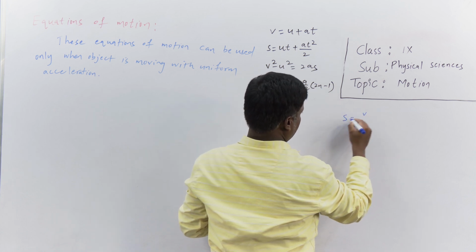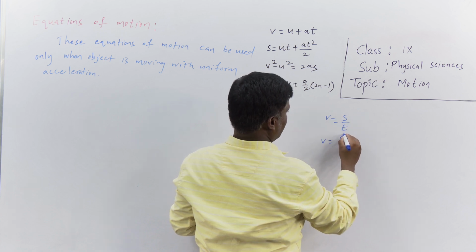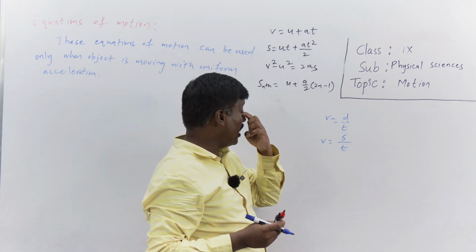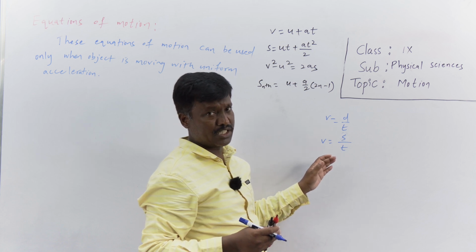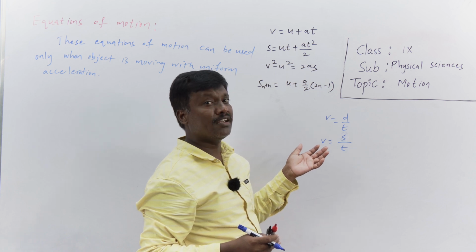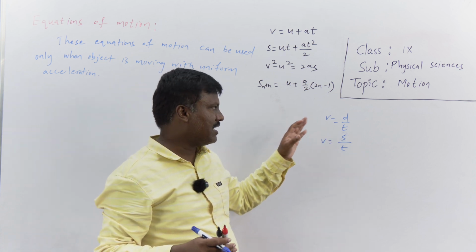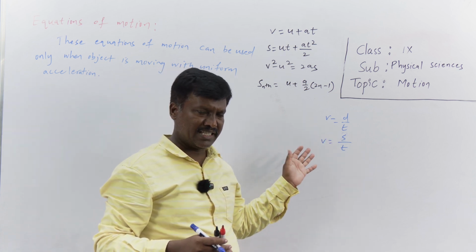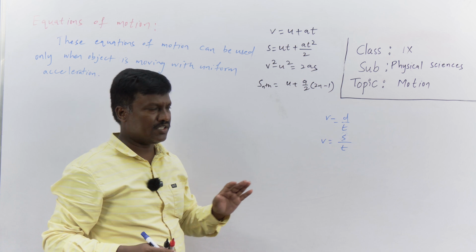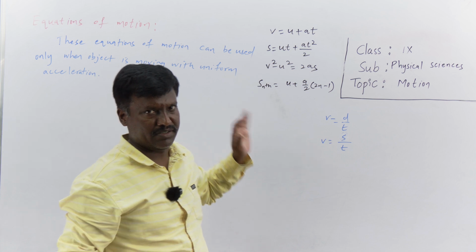Speed is equal to distance by time. Velocity is equal to displacement by time. Average speed is equal to s1 plus s2 by t1 plus t2. If half of the distance is covered with one speed and half with another speed, it is 2v1v2 by v1 plus v2. Such kinds of formulas we use when an object is moving with non-uniform motion, to find the velocity, distance traveled, time taken. But whenever the object is moving with uniform acceleration, we must use these equations of motion. Now let us understand one by one.